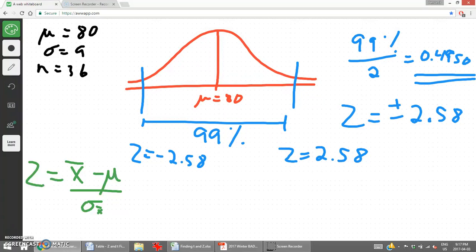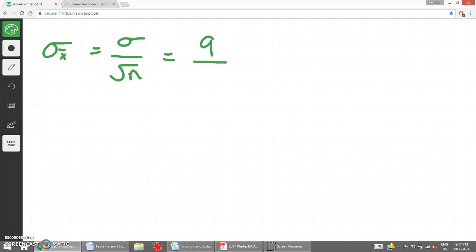But before I do that, I need to move to a new page. So let's do that. The standard error, remember, is the standard deviation divided by the square root of the sample size. The standard deviation from the question is given as 9. The sample size is given as 36. So we need the square root of 36. So 9 divided by 6 equals 1.5.